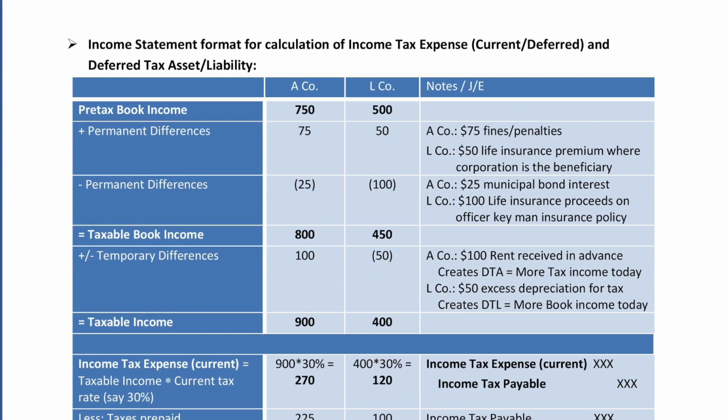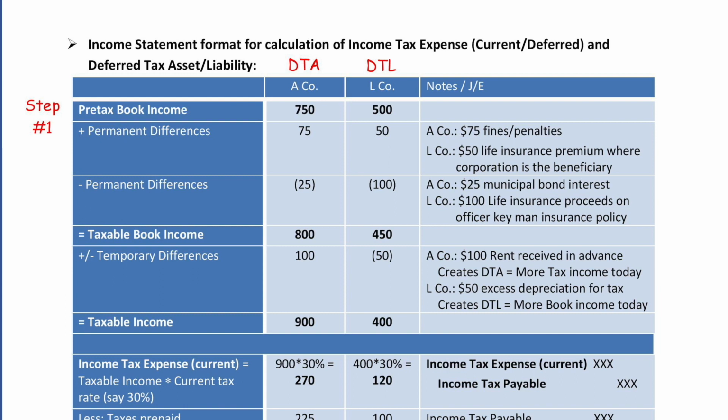On page 7, we are looking at our example on deferred tax assets and liabilities. So you got two columns there, A company and L company. For A company, we're talking about DTA or deferred tax assets. For L company, DTL. On the left, step number 1. Because in step number 1, we are calculating the taxable income. So we move from the pre-tax book income to taxable income. So we do plus and minus permanent differences and then plus and minus temporary differences.